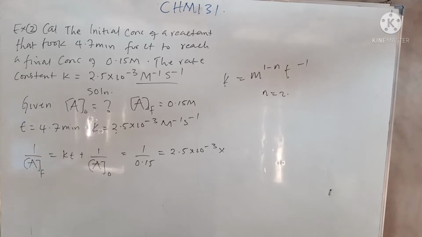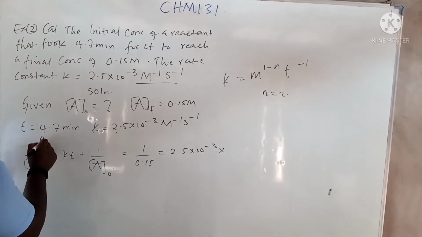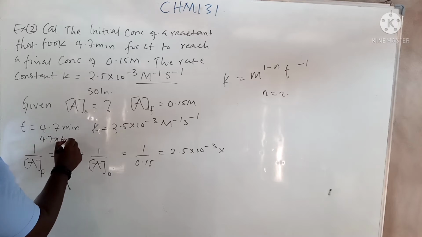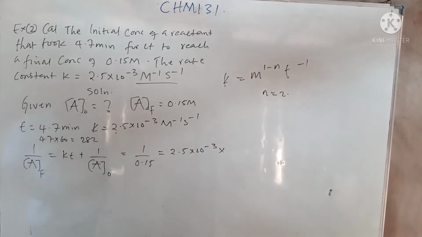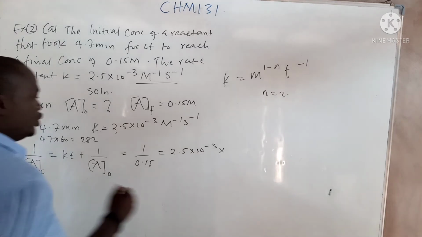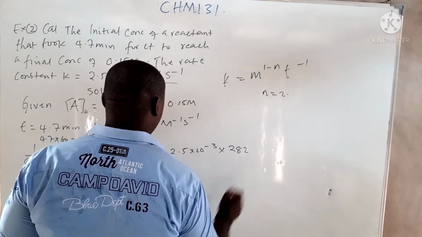The concentration of k is in seconds. Look at it very well. So we have to convert this time to seconds. So what we will do now is 4.7 times 60. That should give you 282 seconds, right? So what we use is 282 seconds.